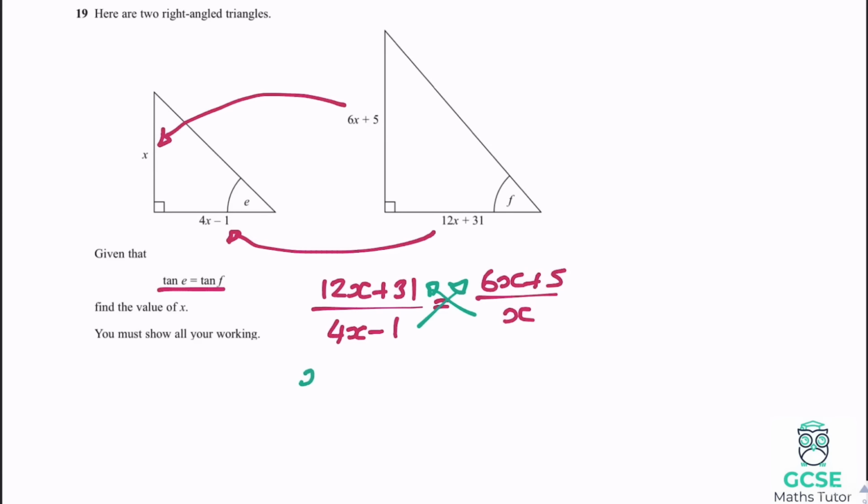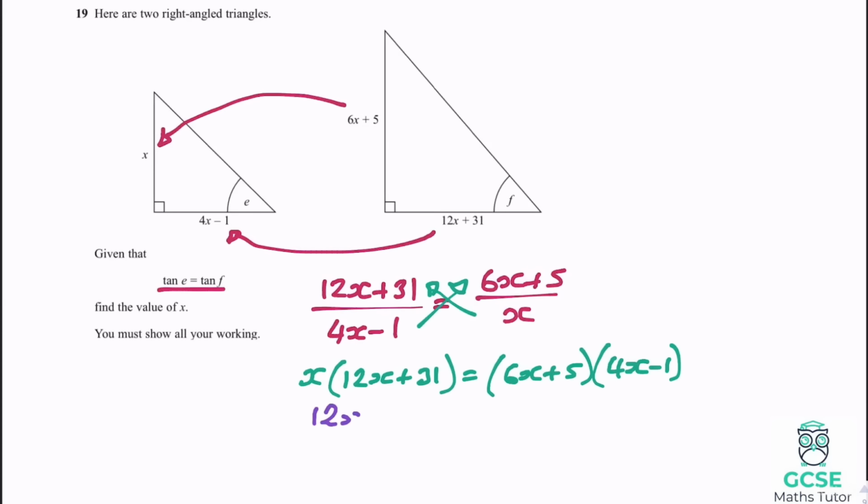And if we do so, we get x lots of 12x plus 31. And that is now equal to, and we've got a double bracket here, we've got 6x plus 5 brackets 4x minus 1. So we need to expand both of these brackets and then we can go about solving it. So if I expand the left hand side, I get 12x squared. And if I expand that 31 by x, we get 31x. Expanding the right hand side, and I am going to skip a step here, I'm not going to do all the working out. 6x times 4x is 24x squared. And then we'll get minus 6x with this multiplication, add 20x, and minus 6 add 20 is plus 14, so plus 14x. And then minus 5, and there we go.